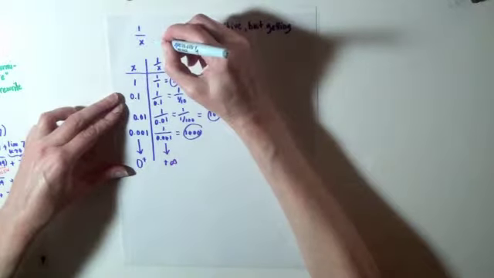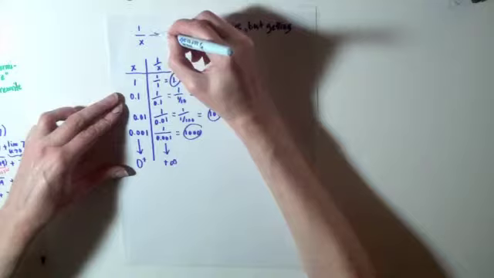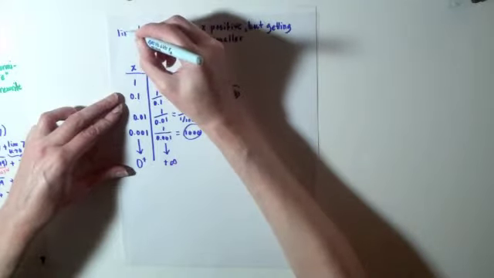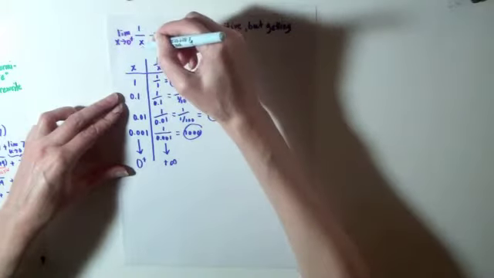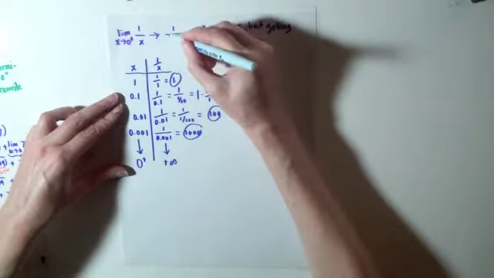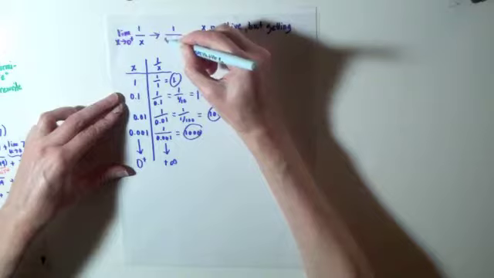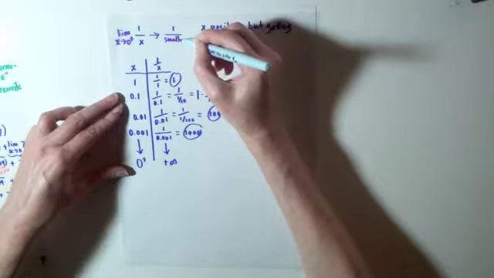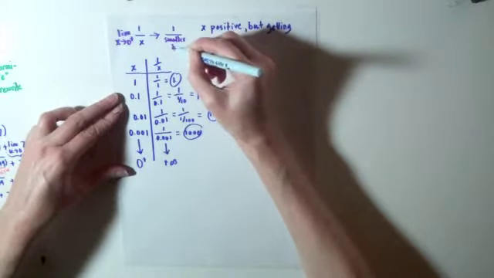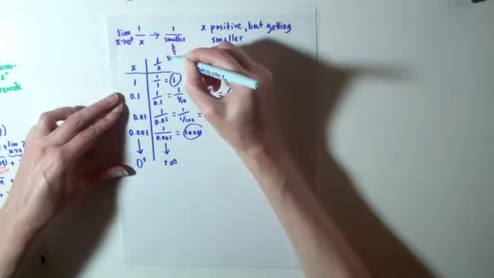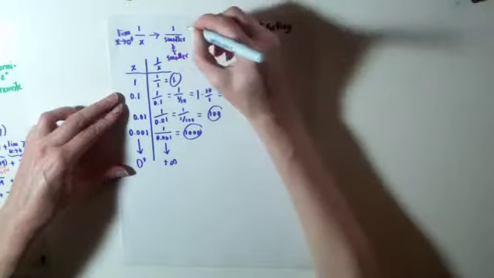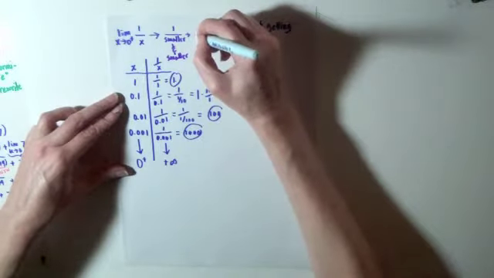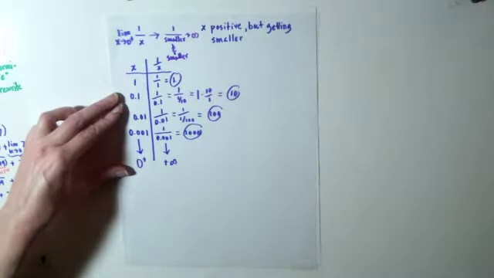So as the denominator gets smaller up here, I'm going to put limit as x approaches 0 from the right of this expression. The top stays fixed at 1. The bottom gets smaller and smaller. And what does that mean about the overall fraction? The overall fraction is actually approaching positive infinity.